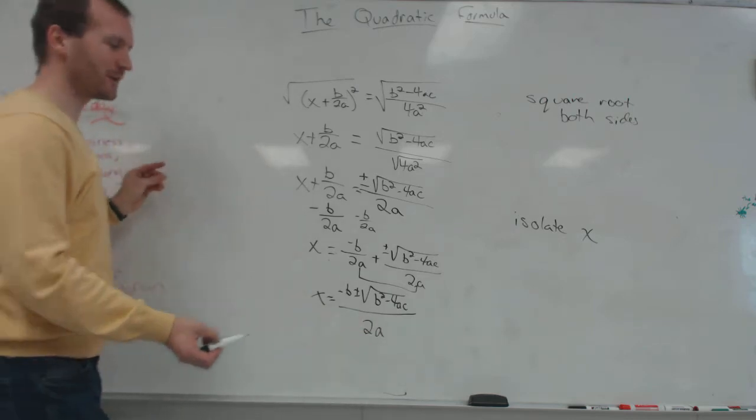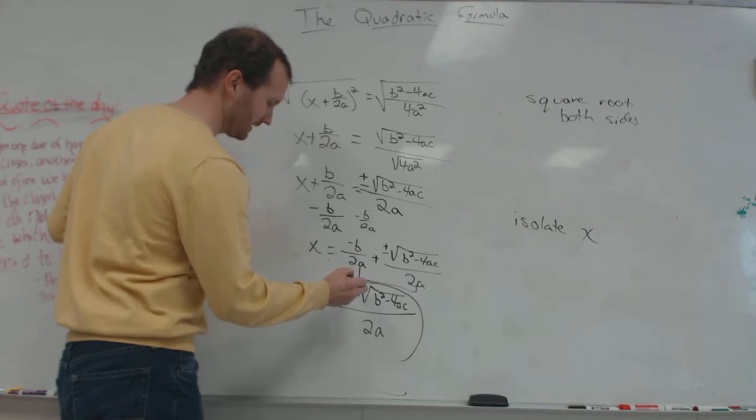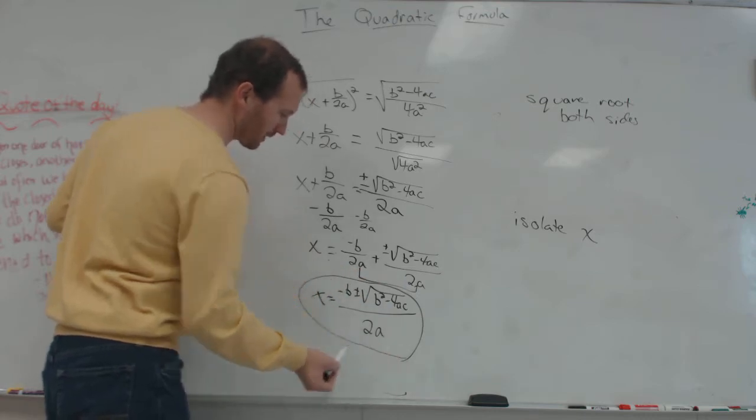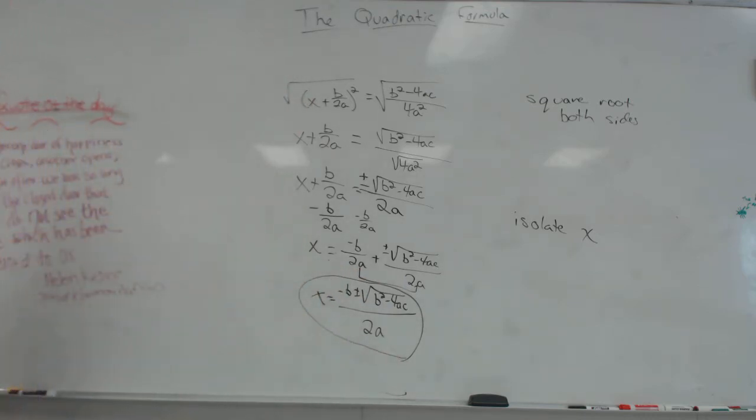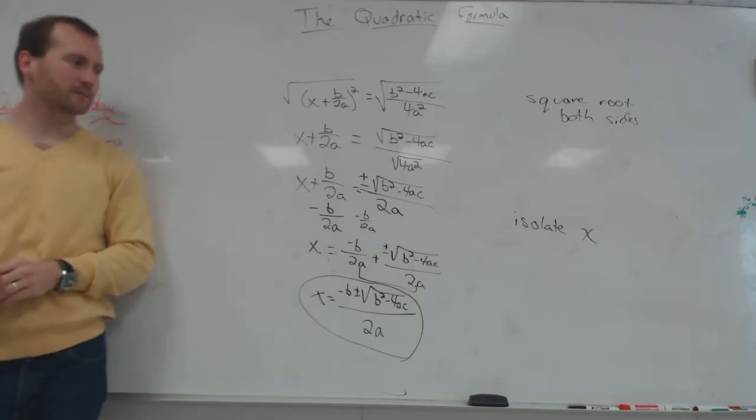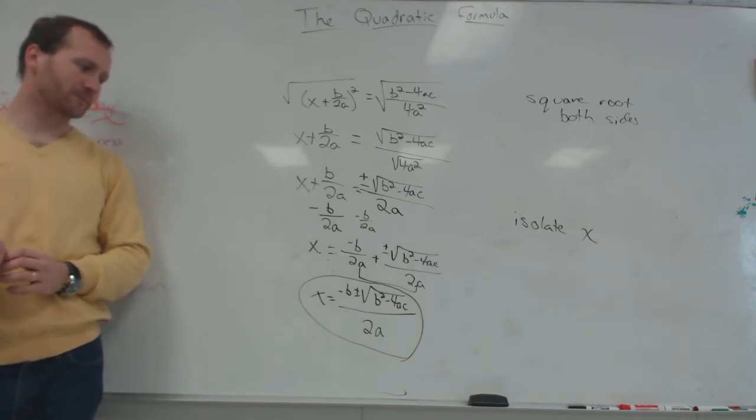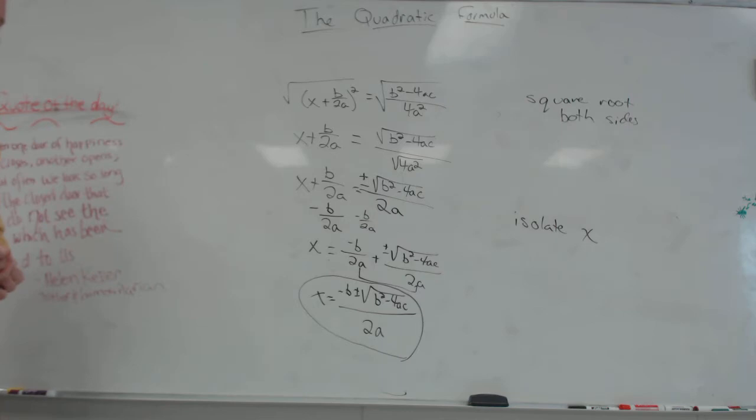And believe it or not, we're done. This is the quadratic formula. Now you never have to do completing the square, unless someone asks you to on some sort of weird test or something. Okay, how does this work? What does this look like?